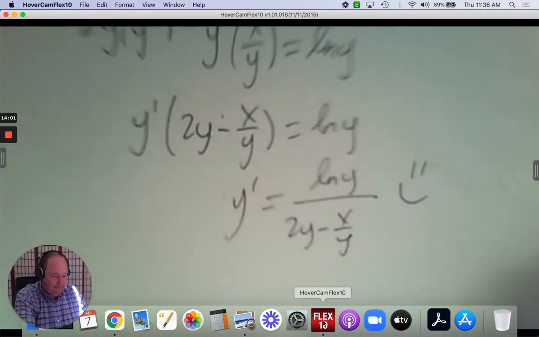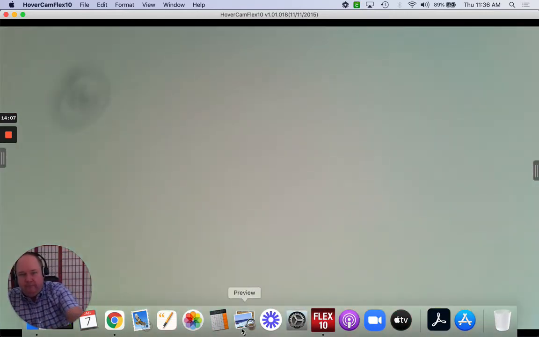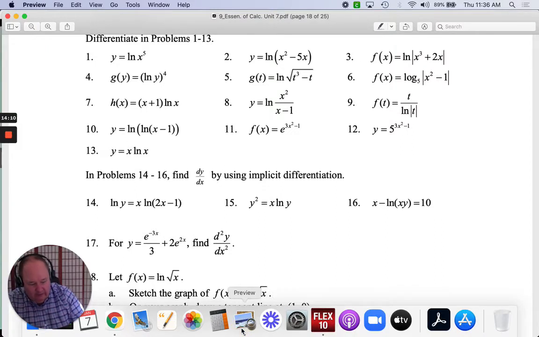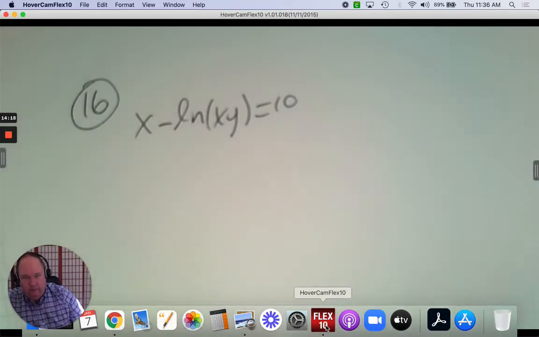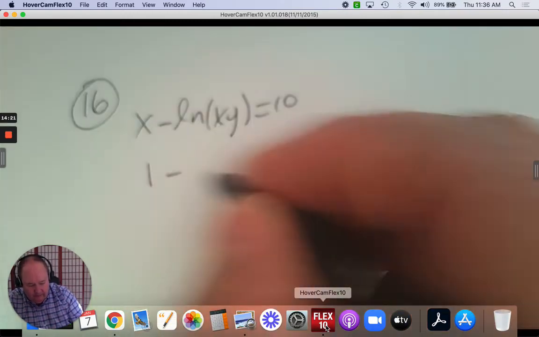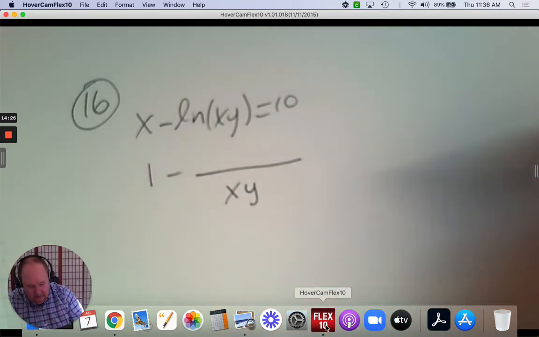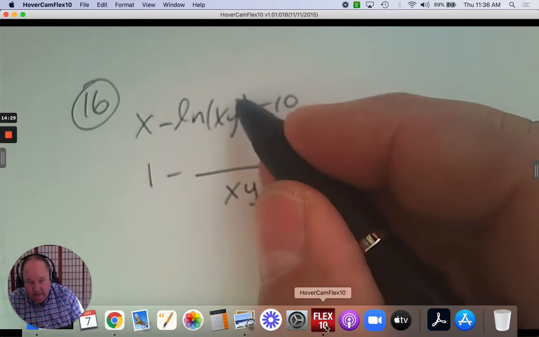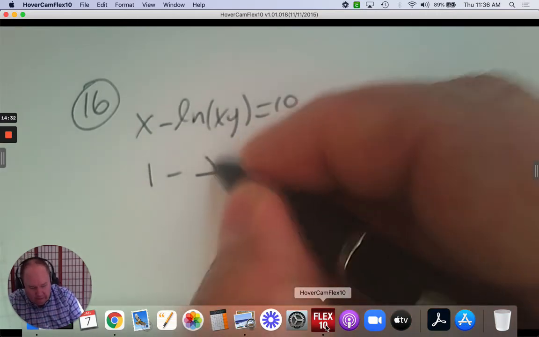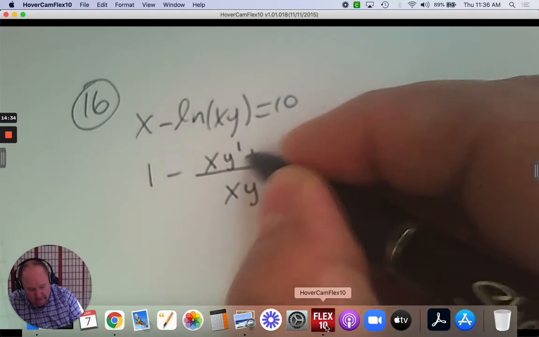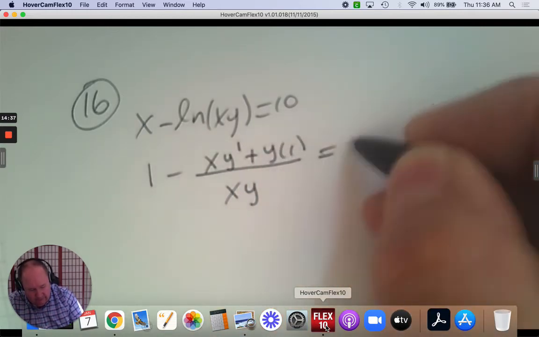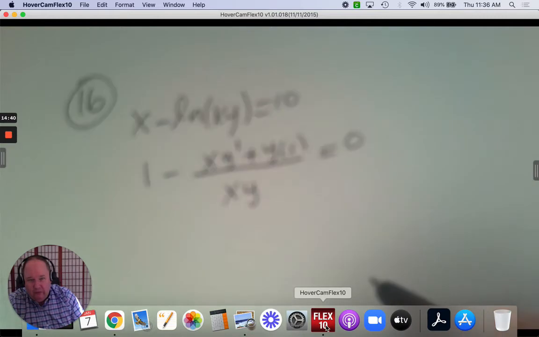Number 16. In number 16, again, we're going to take the derivative implicitly. So the derivative of x is 1. The derivative of ln x times y: what I see is the denominator, and the derivative of that is my numerator. That's the product rule. That's the first times the derivative of the second plus the second times the derivative of the first, and that's equal to 0.